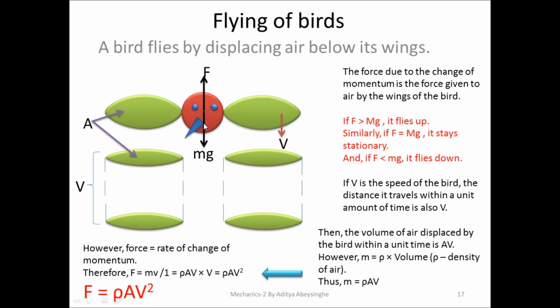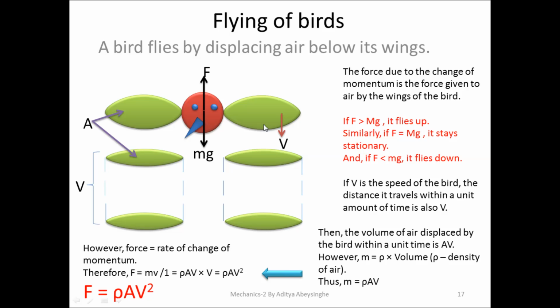So if F is greater than mg, the total force in this direction is positive, so the bird flies up. Similarly, if F equals mg, the total net force is 0, so the bird doesn't move. If F is less than mg, or mg is greater than F, the total net force is in this direction, so it should fly down.